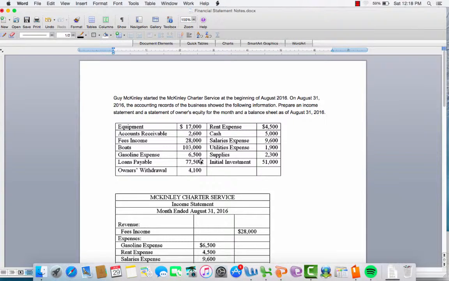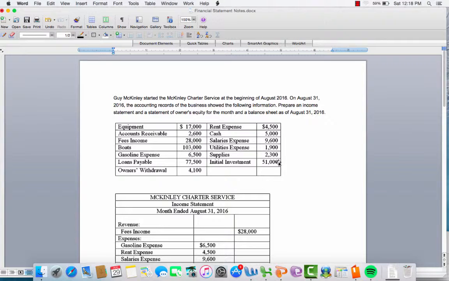Loans payable. Maybe Guy took out a loan to start the business. He owes $77,500 on that loan. Owner's withdrawal. What this means is that at some point, Guy took money out of the business. All right, owner's withdrawal means you're withdrawing money from the company. So he had $5,000 in cash on hand at the end of the month. He had $2,300 in supplies on hand at the end of the month. And Guy's initial investment in his business was $51,000. So he contributed $51,000 maybe in cash from his own personal bank account to be used in McKinley Charter Services.